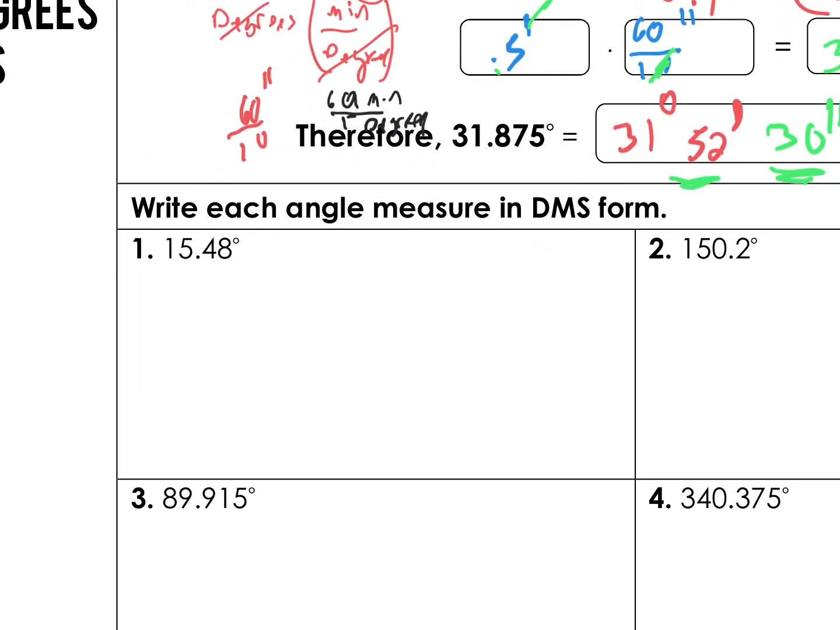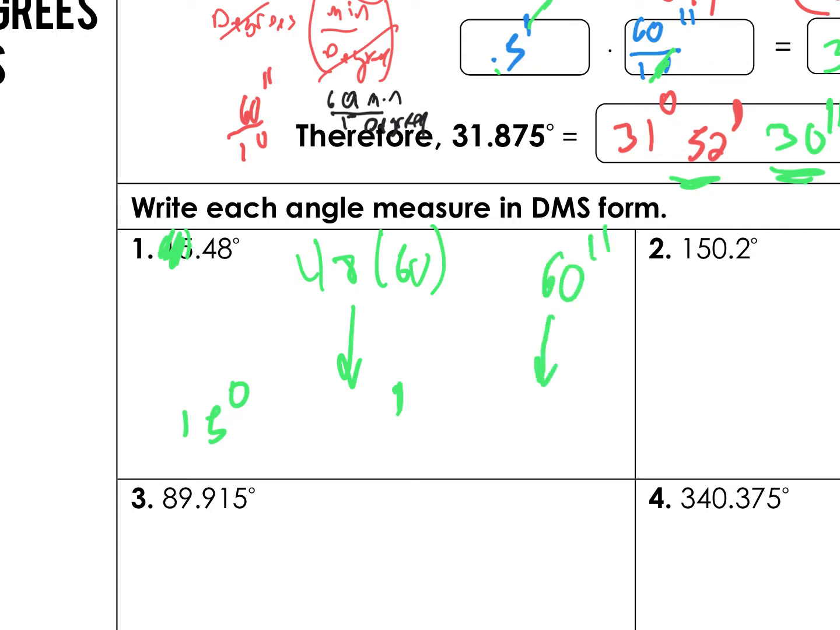So that's the steps. When I do this problem, part of my answer is 15 degrees. I'm going to take the 15 degrees right out of the problem. It's no longer part of my problem, okay? So now I'm left with 0.48 degrees, and I'm going to multiply that 0.48 by 60. I'm going to get a whole number, and I'm going to keep the whole number and put minutes. Then I'm going to take the decimal, whatever I get there, multiply that by 60 seconds, and keep the whole number part and put it down here.